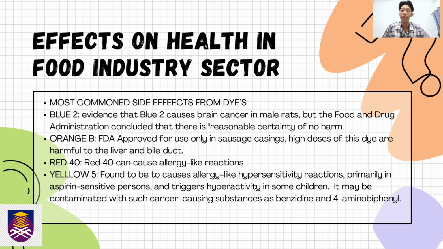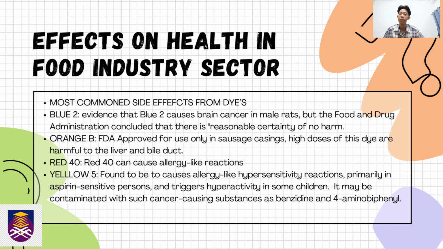But for orange B, the FDA approved it only on sausage casings because it contains a high dose of harmful toxin that could cause liver and bile duct problems. And for red 40, it is a color that can cause allergic reactions when consumed, just like the typical allergy reactions like rashes, swollen body parts, and many more, including itching.